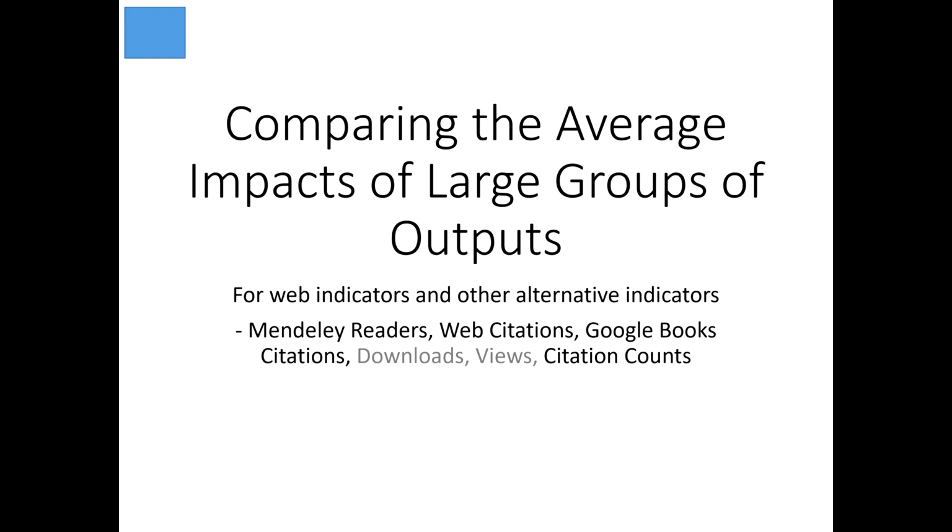Welcome back. This session is about comparing the average impacts of large groups of outputs with webometric, altmetric or citation indicators. This is particularly for Mendeley readers, web citations, Google Book citations and citation counts. This is quite a technical session, but it's important if you're going to be comparing average impacts of large groups of outputs to use the right kind of indicator, an effective indicator. Taking simple averages is going to give misleading results in many cases, so we need a proper indicator.